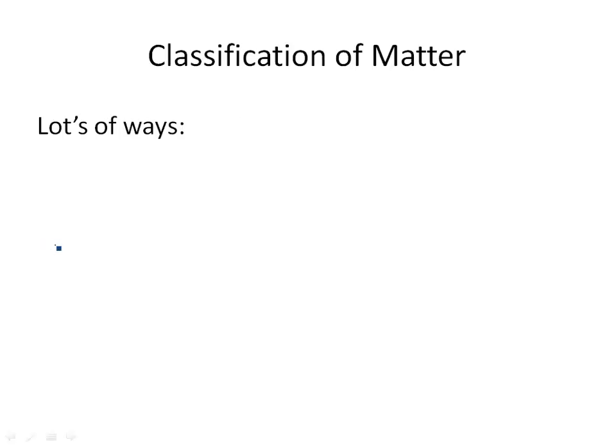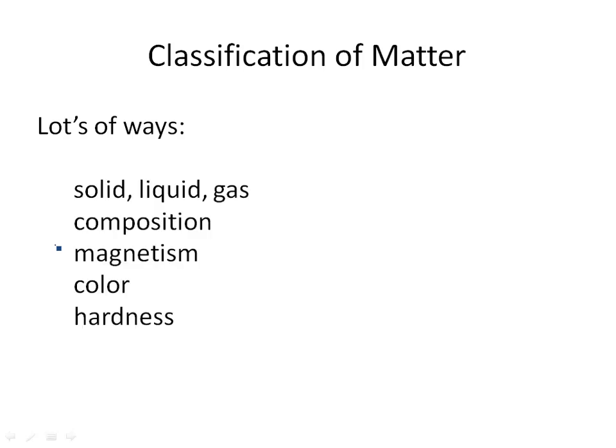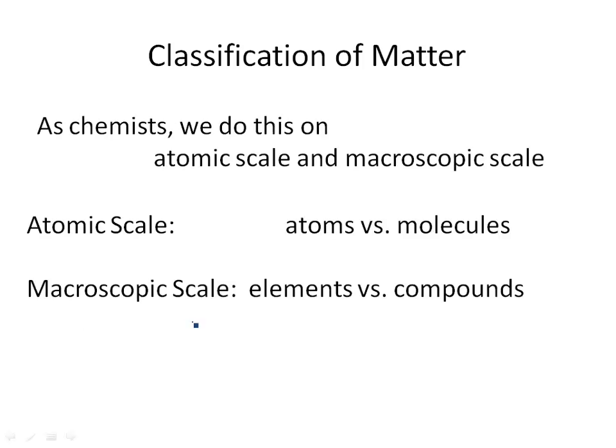Okay, now we're going to talk about classification of matter. There's lots of different ways of classifying matter. You can talk about what state they're in. You can talk about what composition they have. You can talk about whether they're magnetic or not. You can say whether they're blue or red, hard or soft. There's lots and lots of different ways anybody, not even a scientist, can classify matter, whether they smell good or smell bad, whatever.